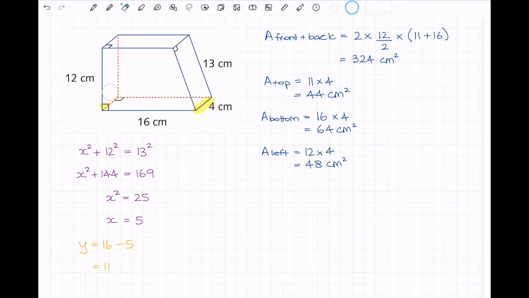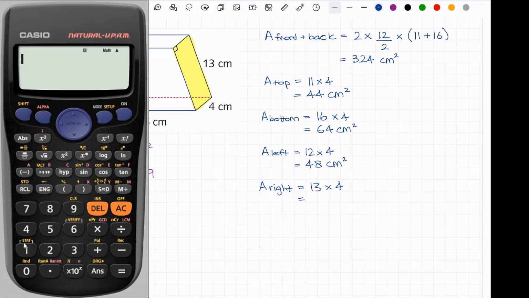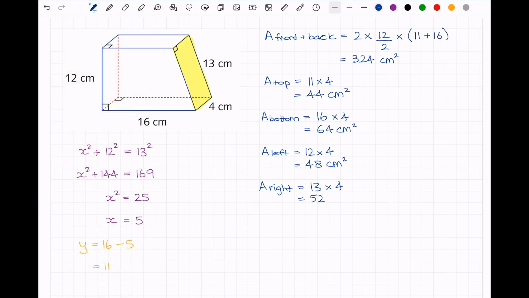And then finally, just one rectangle remaining. That's the rectangle over here at the right of the prism. And the dimensions of that rectangle, the area of the right, is 13 by 4. And that one I might type in, just again, my 13 times tables aren't the best. 13 by 4, 52. 52 square centimeters.